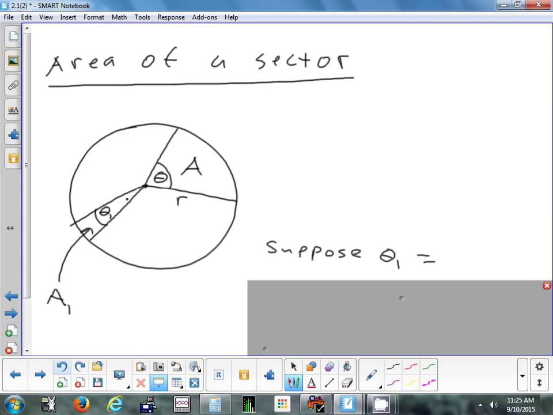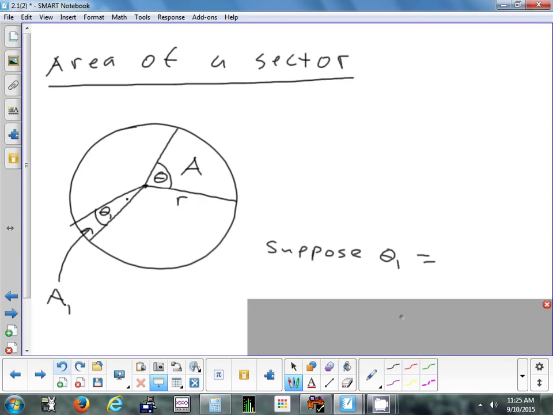So we're going to be able to set up another proportion. The only problem is we need that starting fact. In 1 foot there are 12 inches. In 1 minute, 60 seconds. We have to have something to start with, or we can't do anything. So this time we're going to suppose theta 1 is something, but it's not 1 radian. That won't work this time.